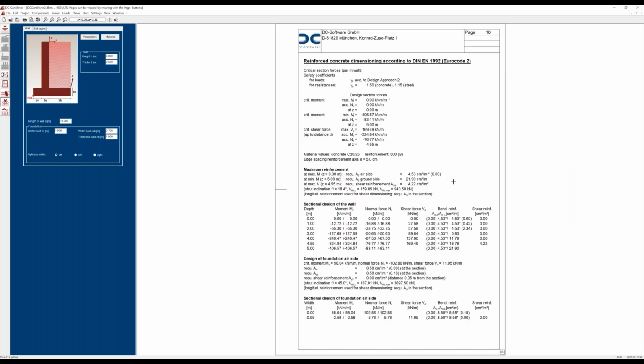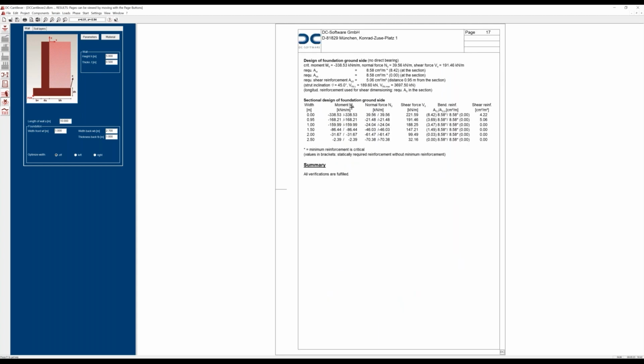After that, we have the design of the reinforced concrete, the maximum section forces. Here we have the maximum required reinforcement. And over the height of the wall, in sectional designs from top to bottom, you also see the minimum reinforcement, and in brackets would be the theoretical, statically required reinforcement, and the same for the foundation on the excavated side and on the supported side.